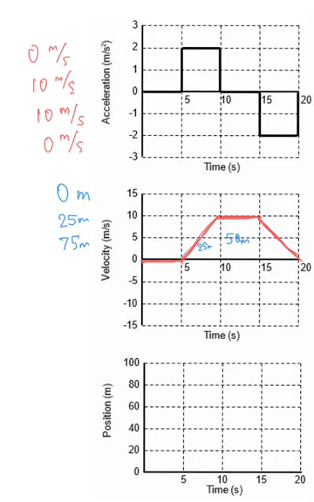And then the last triangle is symmetrical with this triangle, so that means this is going to be 25 meters also. But then do the same thing as before. We have to add that 25 meters on to where the elevator currently is. So 75 plus 25 puts the elevator at 100 meters.